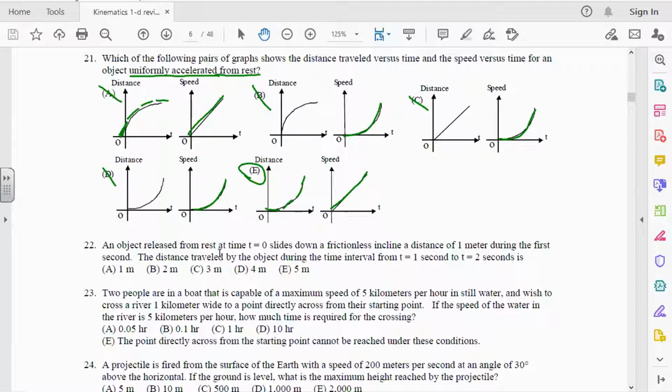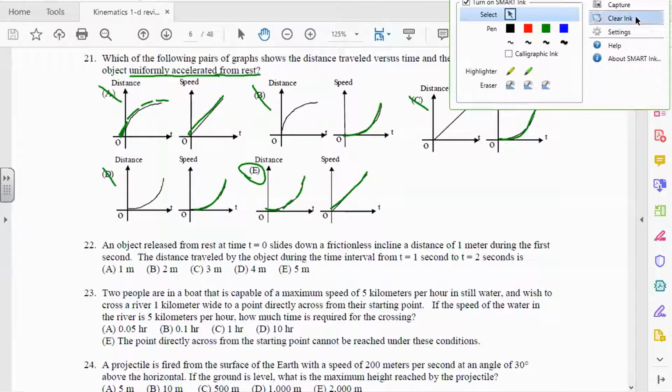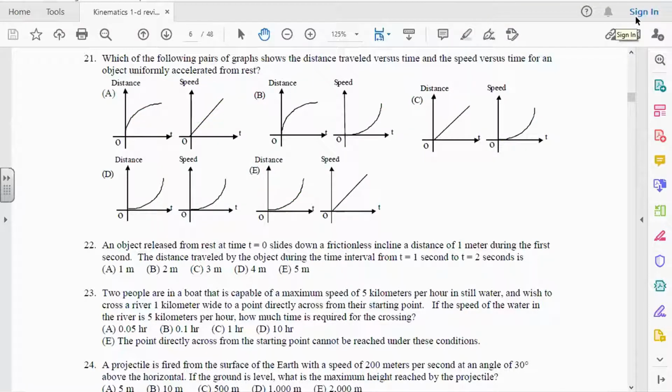Questions on 21? Everybody's good with 21? All right. After this one, we're going to be skipping around. So let's look at 22.